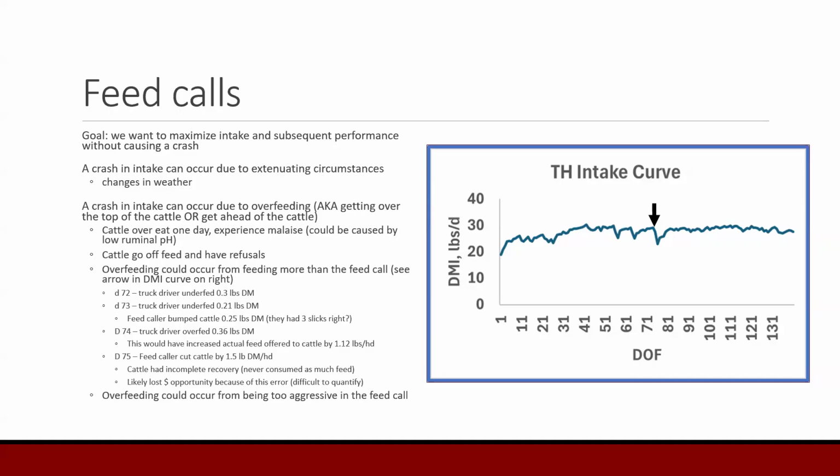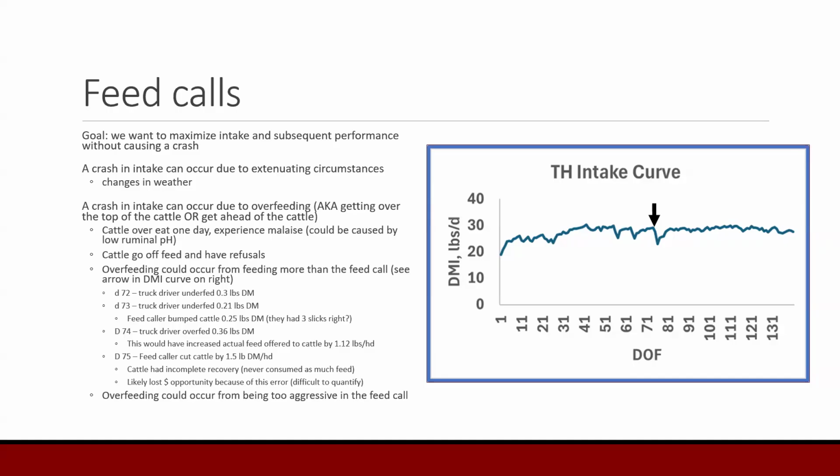But what we can control is our feed calls and our bunk management. So things that we can control is to not overfeed animals. You'll hear people say getting over the top of them in their feed calls, where they maybe were too aggressive in a feed bump, causing those animals to one day have a gorge of this high energy finisher ration, causes their ruminal pH to decrease, causes them to feel bad, so that the next day they don't eat as much and they leave feed in the bunk, okay?